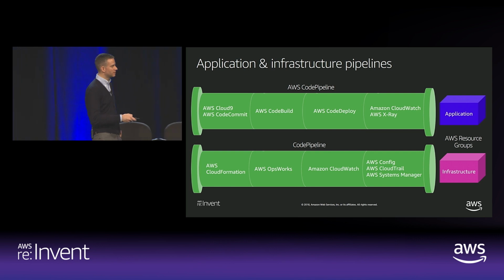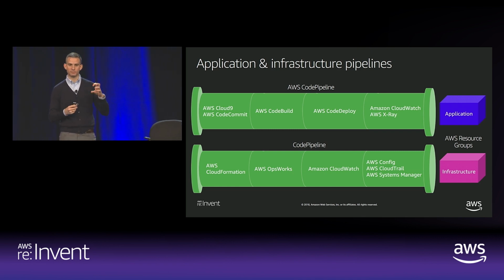For the infrastructure, we will use CloudFormation to provision and OpsWorks to do the configuration changes. Then we will use CloudWatch to build dashboards that are tailored to these resources that we just deployed, and then Config, CloudTrail, and Systems Manager for the remediation. You notice that I also wrote Resource Groups here, because that's the glue that, as I said earlier, connects all of these pieces.